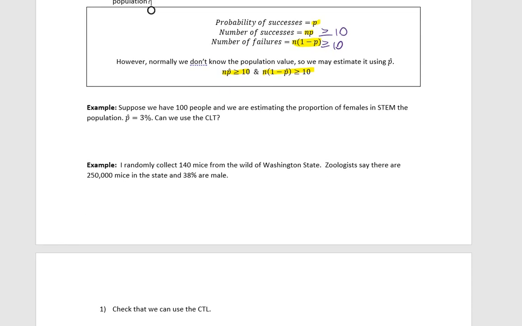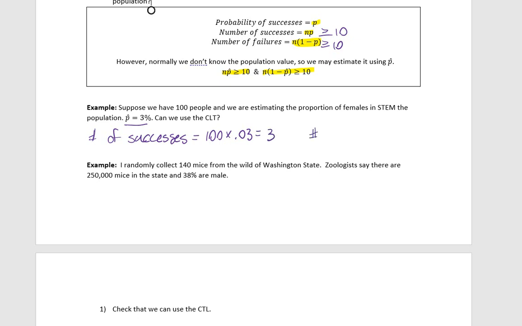So here's the deal. Suppose that we have 100 people and we're estimating the proportion of females in STEM in the population, and we get that p hat equals 3%. So can we use the central limit theorem? So we want to look at the number of successes, which would be the size of our sample, times p hat, which would be 0.03. So we get 3 successes.